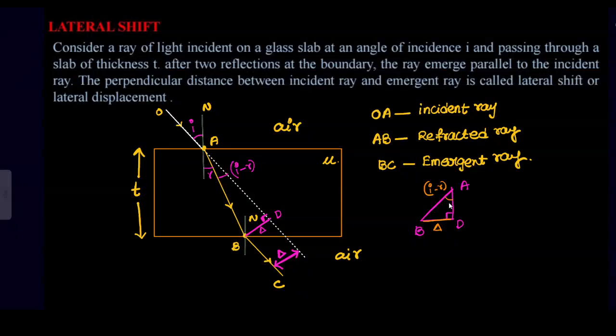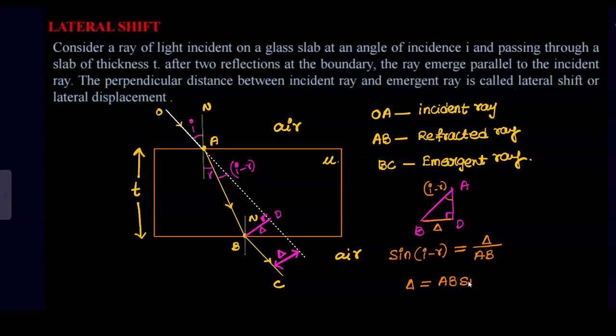Okay. Now if we apply the sine of the angle, tell me, sine of i minus r is equal to what? You tell me. Sine i minus r is equal to delta by AB. So from this, the lateral shift delta will be equal to AB into sine i minus r, isn't it? Understood this point?